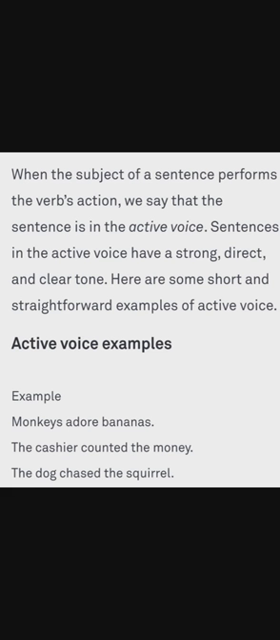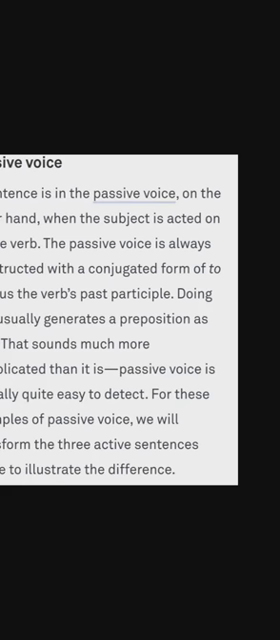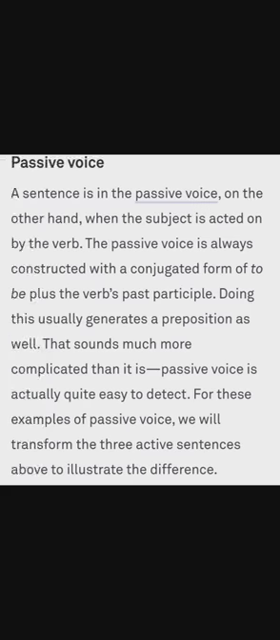So these sentences: the monkeys adored bananas. Who is important? Monkey. The cashier counted the money. Who is important? Cashier. The dog chased the squirrel. Who is important? The dog. So active voice is when the subject is important, and a sentence is in the passive voice, on the other hand, when the subject is acted on by the verb.